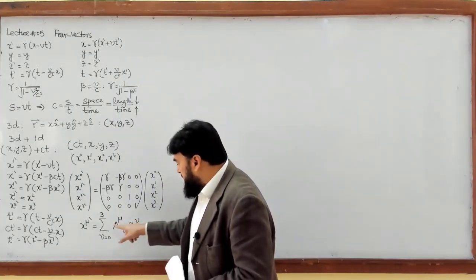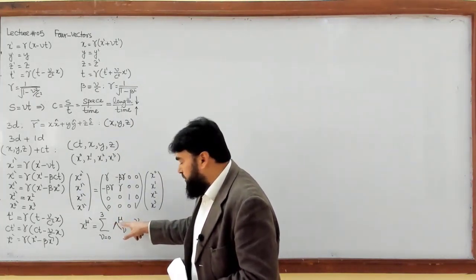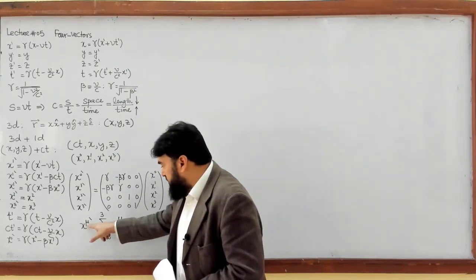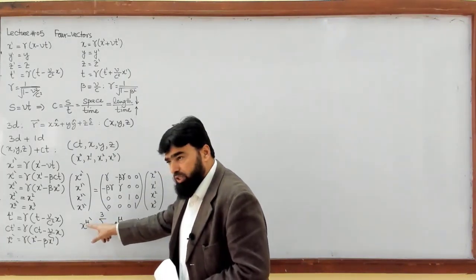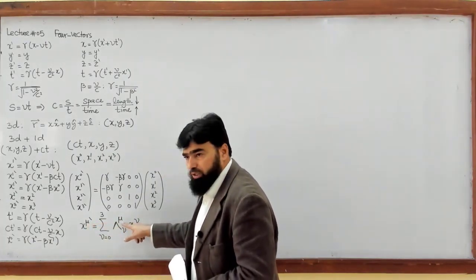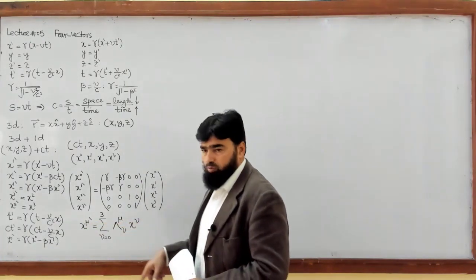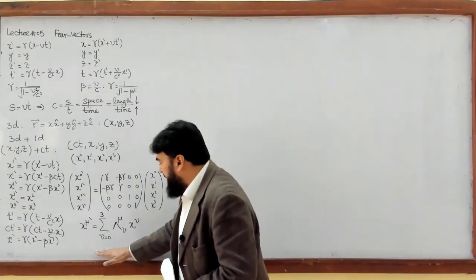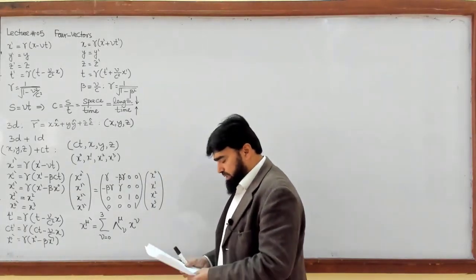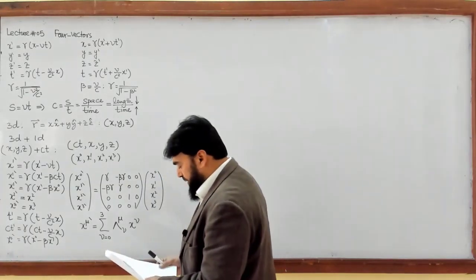While we are having mu here. So if this is 0 here, then it will be 0 here. If it will be 1 here, it will be 1 here, and so on. So this is the compact form of the Lorentz transformation.